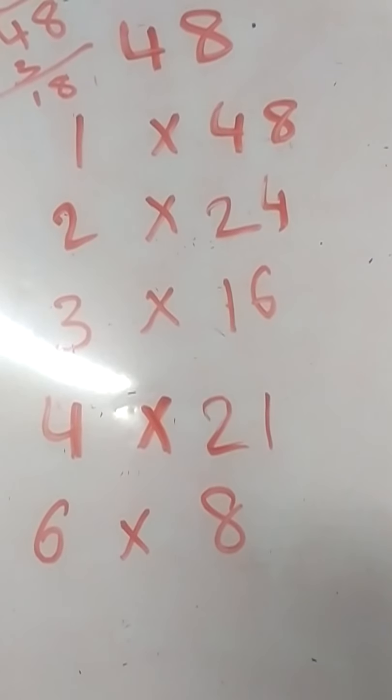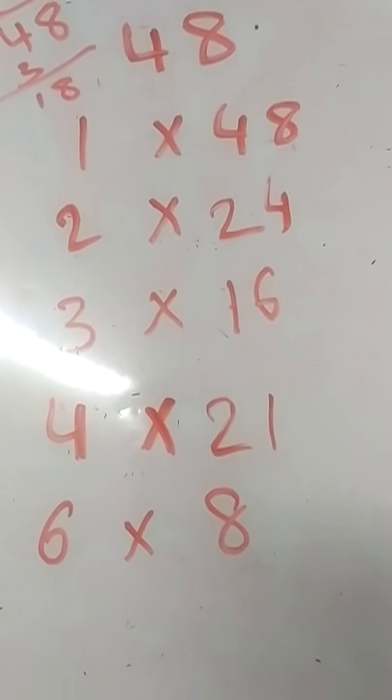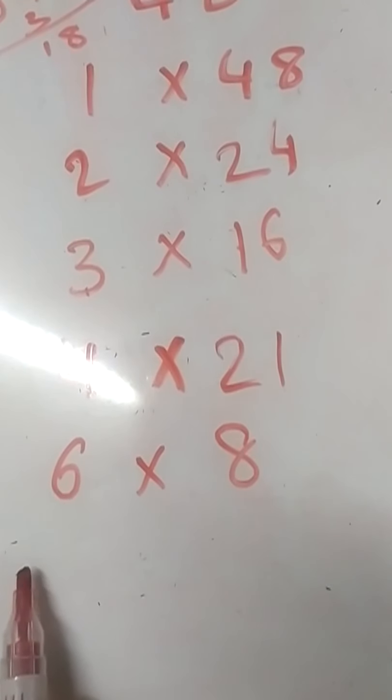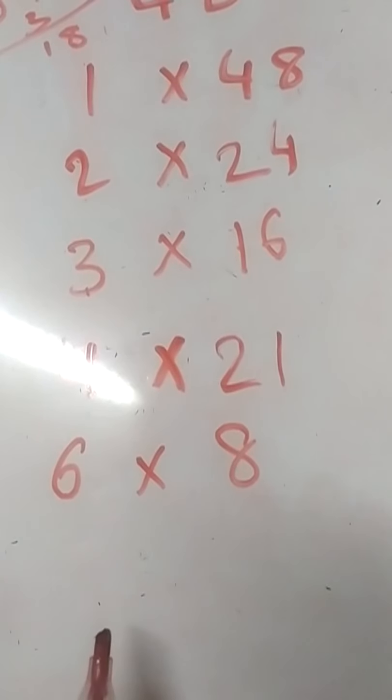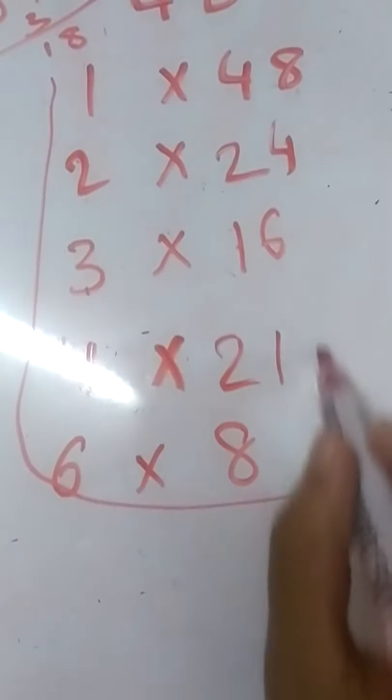And then we move to 7. Is 48 divisible by 7? No, 48 is not divisible by 7. So we move to 8. So it's 8 times 6 again. Then I'm going to repeat it. And I have said that when you start to repeat, then you should know that you have listed all the factors of a number. Okay, so the factors of 48, you can move like this.